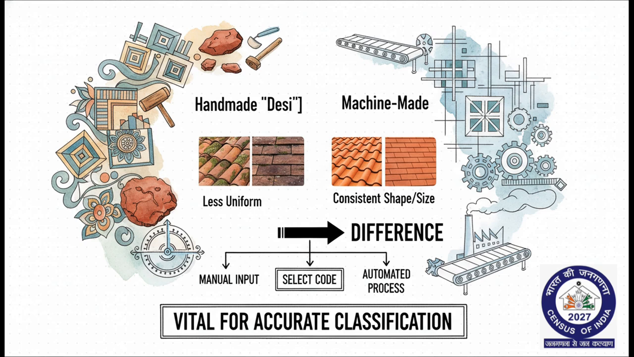And this shows the difference perfectly. Just look closely. On the left, you've got your handmade or daisy tiles. See how they're a little less uniform? Then, on the right, you've got your machine-made tiles, all consistent in shape and size. Picking the right code here is absolutely vital for accurate classification.